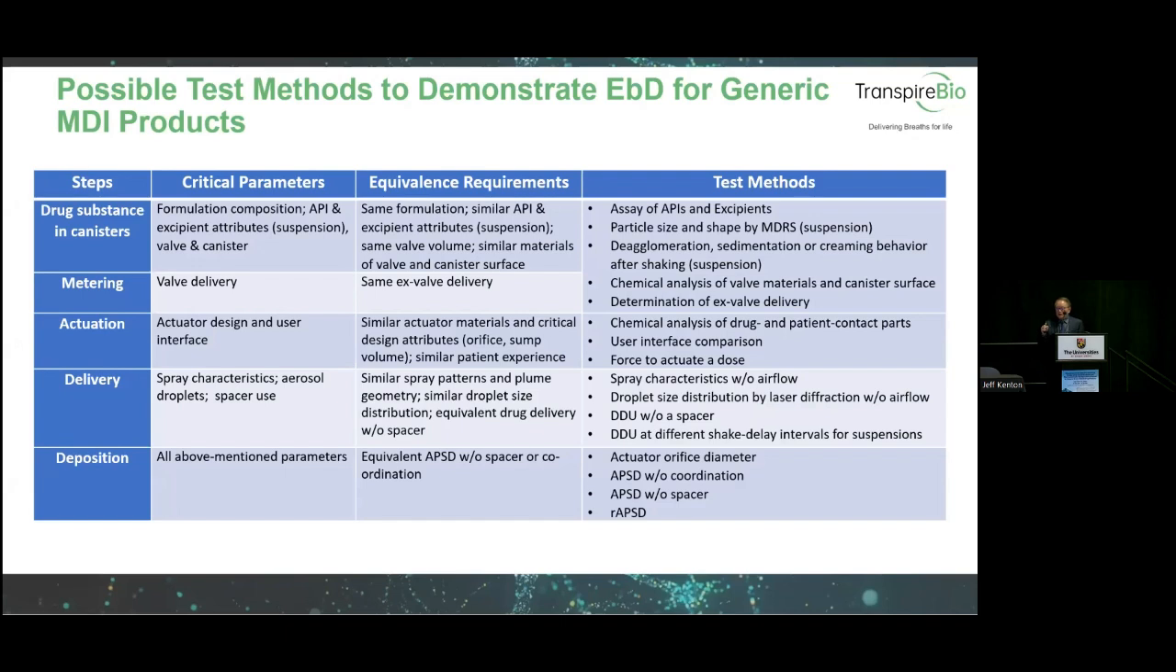And for delivery, we can look at the spray pattern with and without airflow, and droplet size distribution with and without airflow, delivered dose with a spacer and without a spacer, and delivered dose at different shake delay time intervals for suspension aerosol. And of course, in terms of deposition, we can look at the actuator orifice diameter comparison, because we know actuator orifice is critical for the APSD profile. We can also look at the APSD with and without coordination, APSD with and without spacer, and also realistic APSD profile.